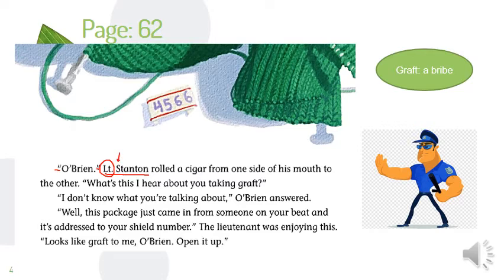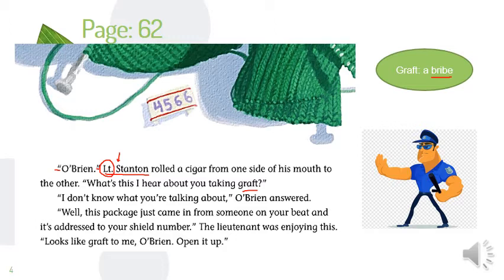Rolled a cigar from one side of his mouth to the other. "What's this I hear about you taking a graft?" So what is a graft? It means a bribe. It means that when somebody is in a position and then receives a gift from someone to do something that is illegal or for some advantages. This is called a bribe or a graft. It means a gift that is not legal or allowed.